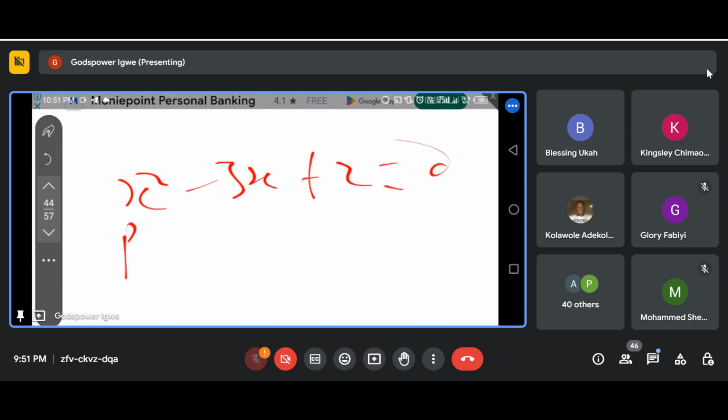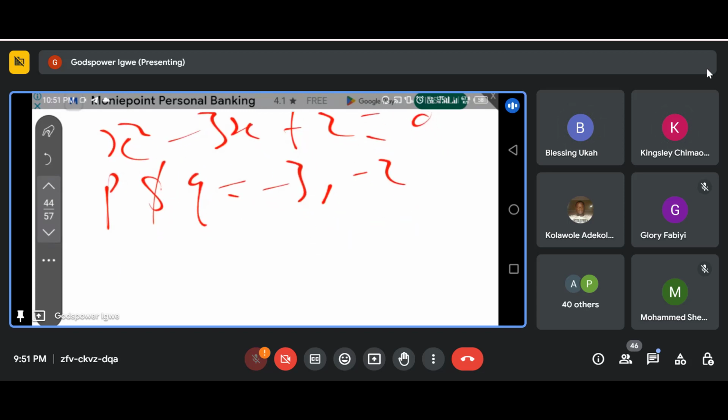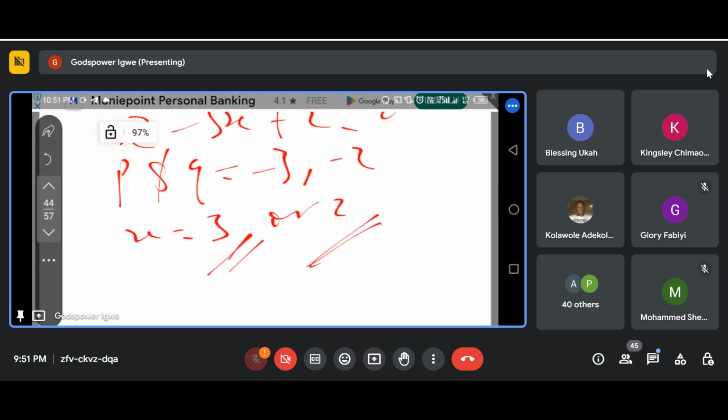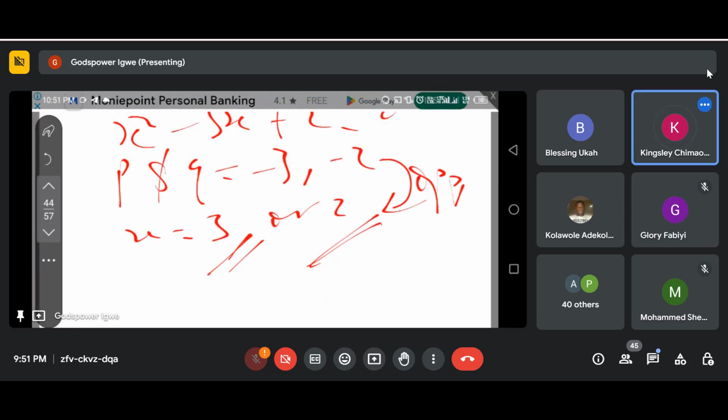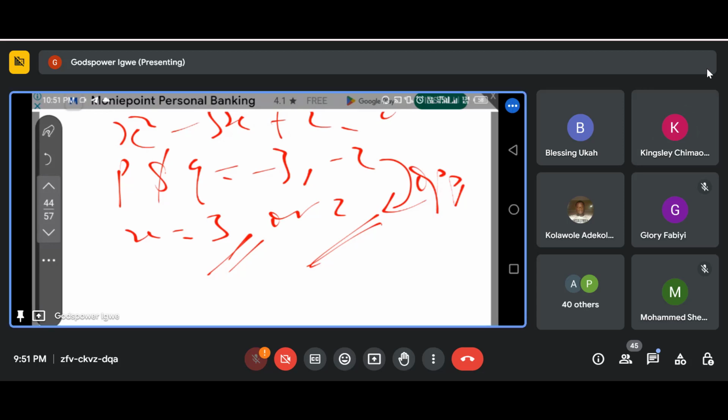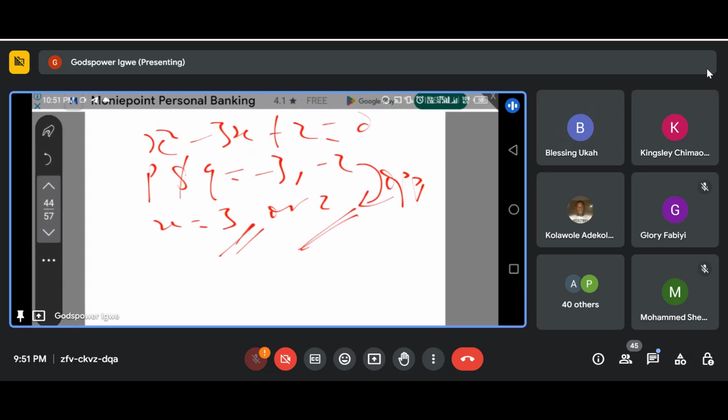Now we found our P and Q to be -3 and -2. So the root of this equation is simply x equal to +3 or +2. How do I get this answer? Just get the opposite of the P and Q, and that will be the root of the equation. Let's check and see whether we are correct.